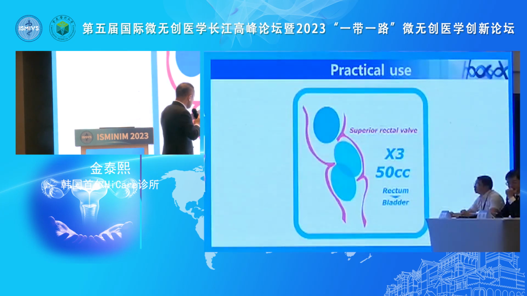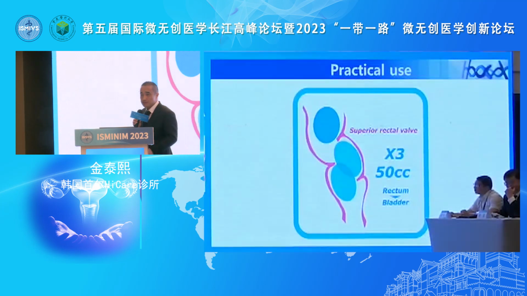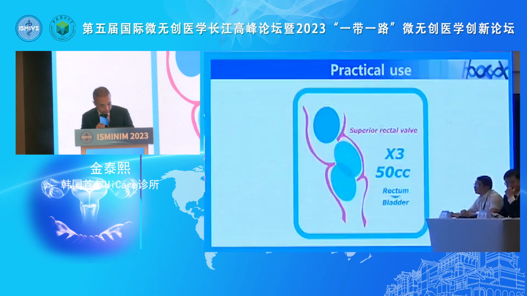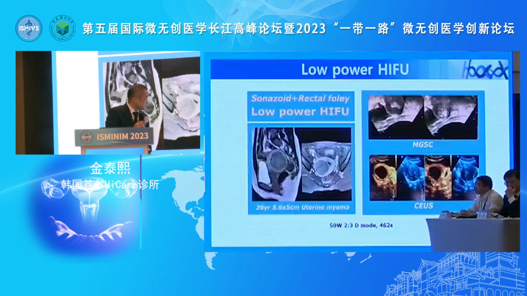For inflating the balloons, first the rectum balloon, and then the bladder. If you first inflate the bladder, it is hard to push down. So first the rectum and then the bladder.